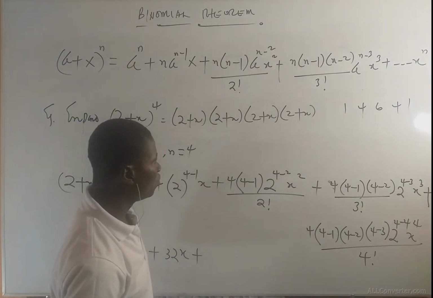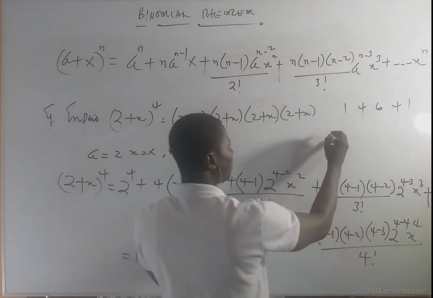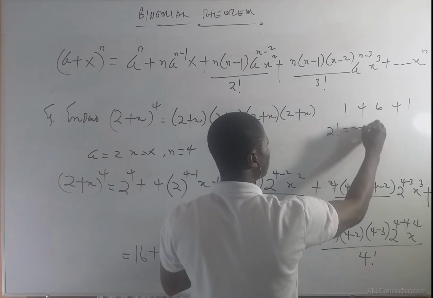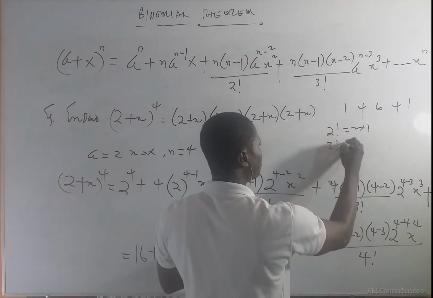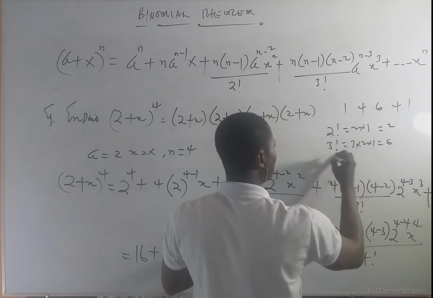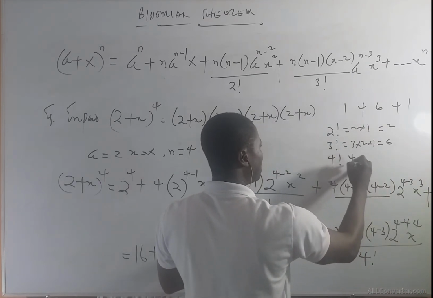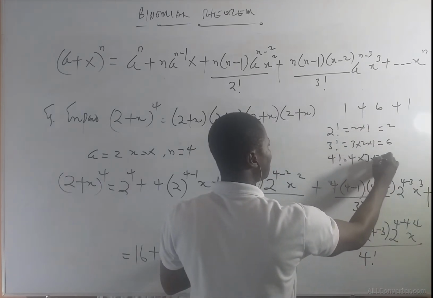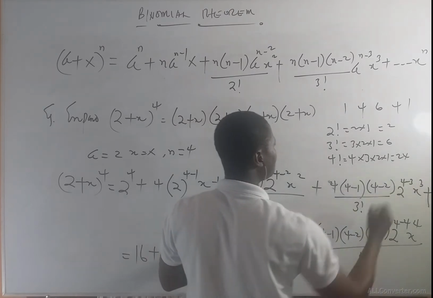Now, you know 2 factorial is the same as 2 times 1. You know 3 factorial is the same as 3 times 2 times 1. That is 6. And this is 2. Then you know that 4 factorial is 4 times 3 times 2 times 1, and that is 24. Okay.